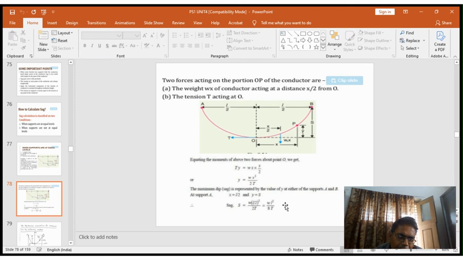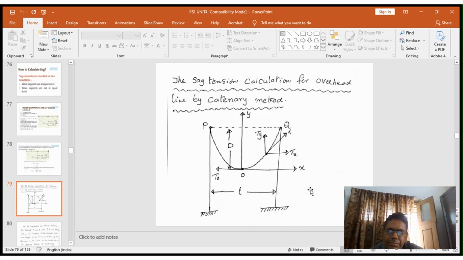In the parabolic method, we consider the equilibrium conditions. One is the weight of the conductor acting in the downward direction at a distance of x by 2. Then W x into x by 2 is equal to T into y, so y is equal to W x squared by 2T. Substituting x equal to L by 2, y becomes S, that is the sag. S is equal to W L squared divided by 8T, where W is the weight of the conductor in kg per meter, L is the span length of the conductor, and T is the tension in kg.